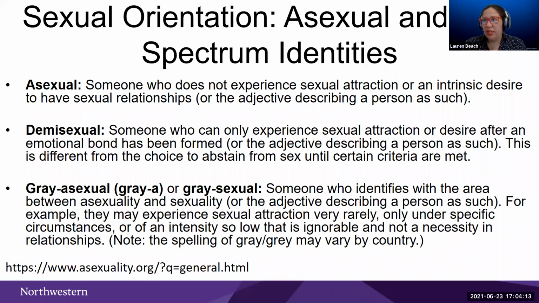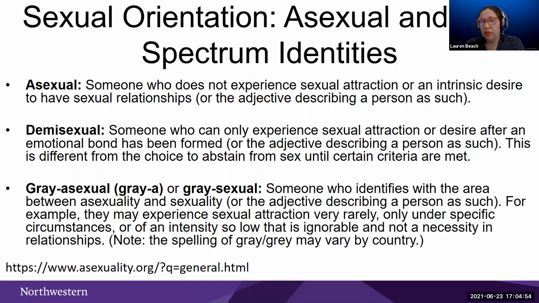There are also what are called spectrum or ace-spec identities. So what does that mean? It can be a couple of things, in terms of variations on the themes of sexual attraction and emotional or romantic attraction. First, you can see demisexual. This is a variation on romantic attraction. It's someone who can only experience sexual attraction or desire after an emotional bond, like a romantic bond, has been formed. Or you can use this as the adjective describing a person as such.